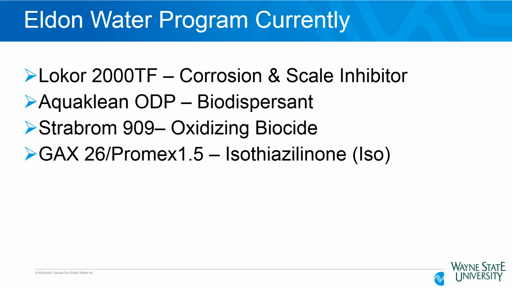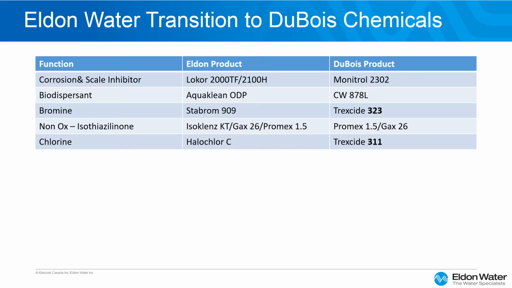So this is what we're doing now, but it is actually going to be changing. Eldon Water was bought in the last year by DuBois Chemicals, and we're going to be switching over to the DuBois Chemical line. I think as engineers, you'll find them a little bit more user-friendly in the sense that everything is PTSA traced and everything is pretty much more concentrated. So you have to change out the pails or the containers much less frequently. We'll talk a little bit more about that.